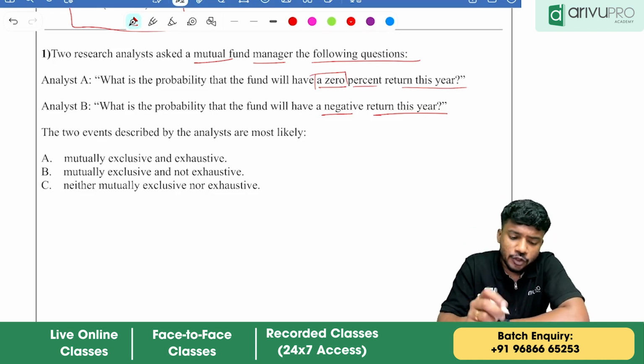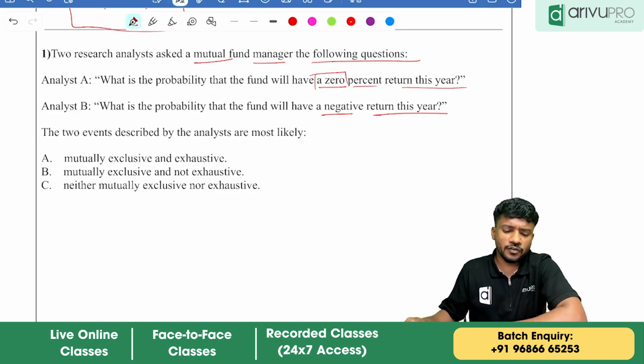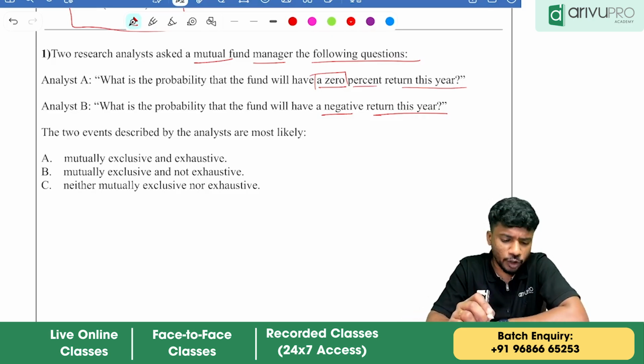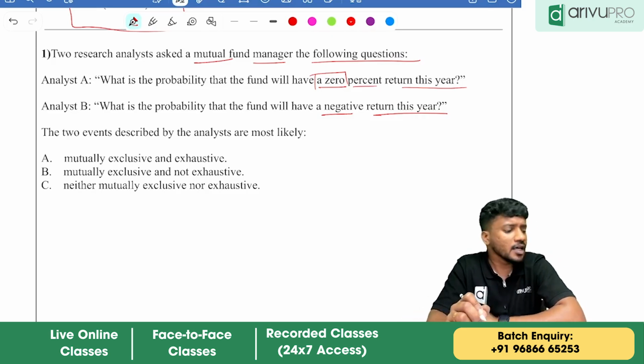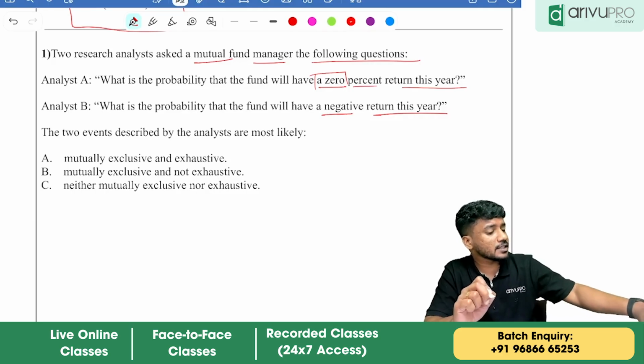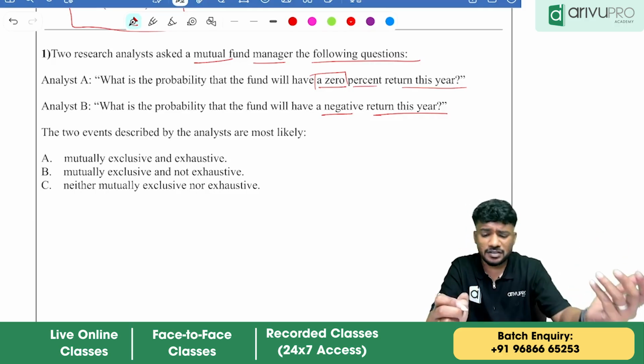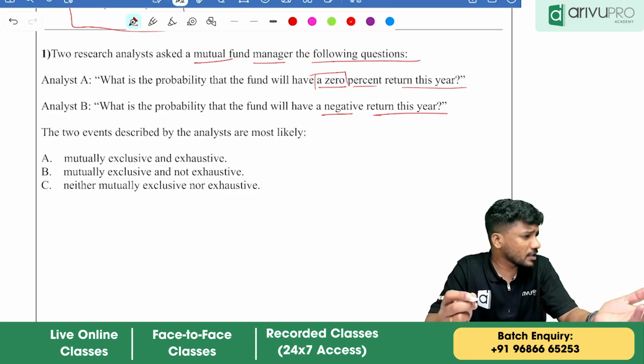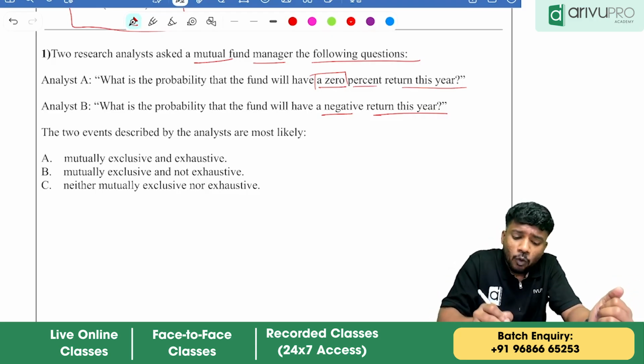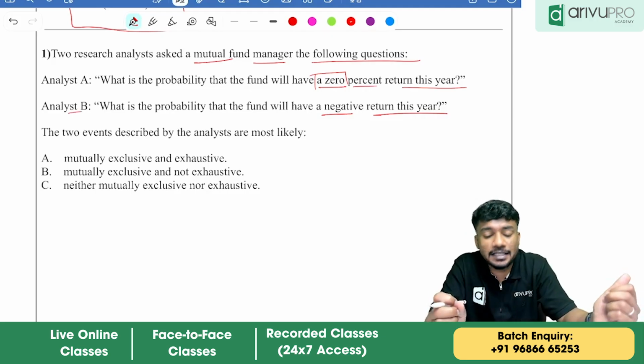Now, for mutually exclusive and exhaustive, we will need to check whether it is exhaustive or not. Okay. First, two research analysts asked a mutual fund manager the following question. What is the probability that the fund will have a 0% return? 0% return means that there will not be any return from the given fund.